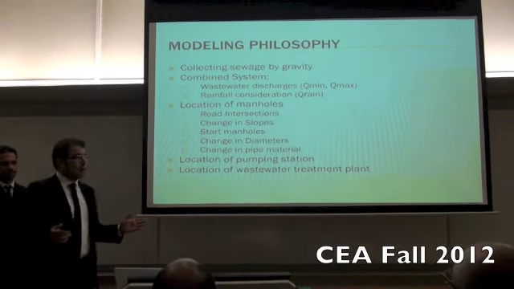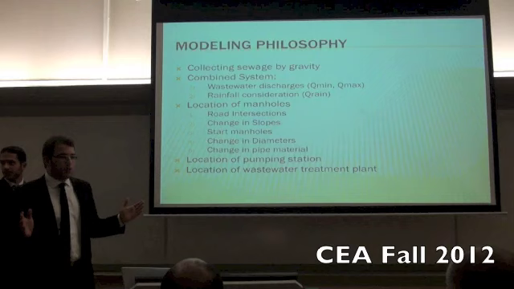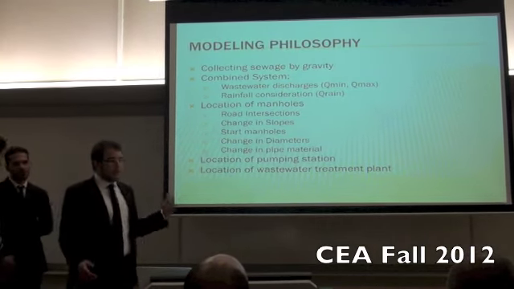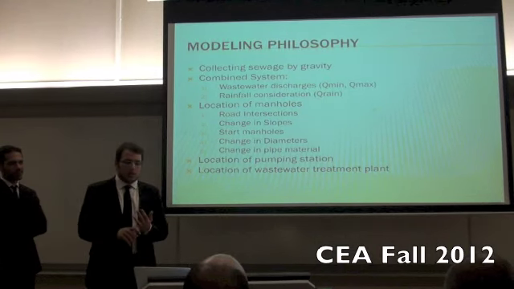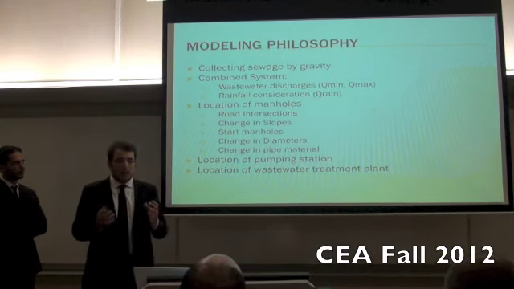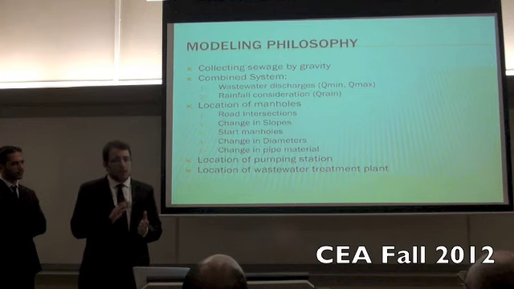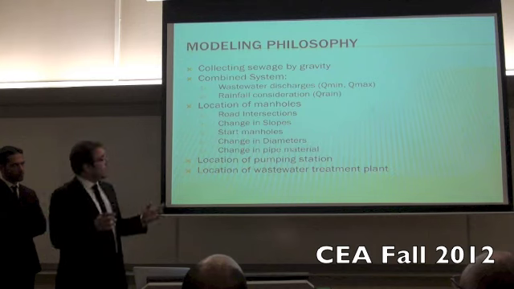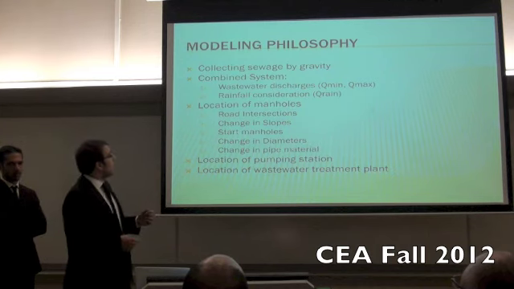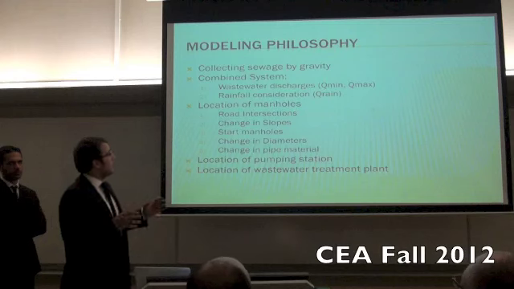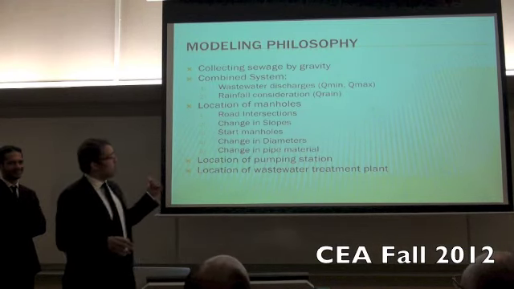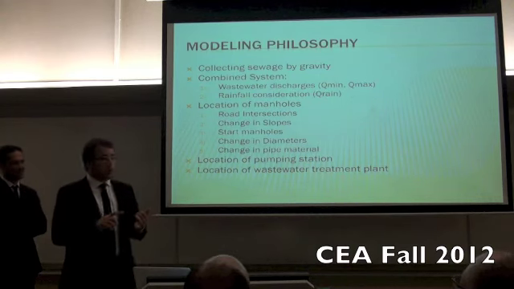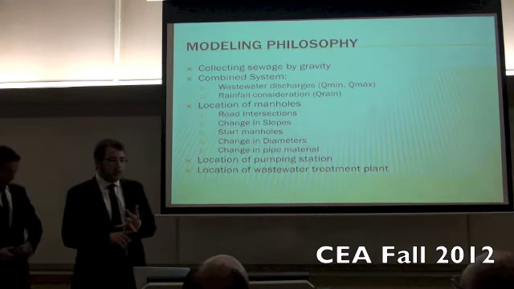Now, for our modeling philosophy, there were several factors that we had to consider before building our model. The first one was collecting the sewage by gravity. Of course, we have to collect sewage by gravity because if we had our flow pressurized, that would cause abrasion to our pipes through the depositions in the flow. The second thing we had to consider was the combined system. Our system is combined, which accounts for wastewater discharges and rainfall consideration.